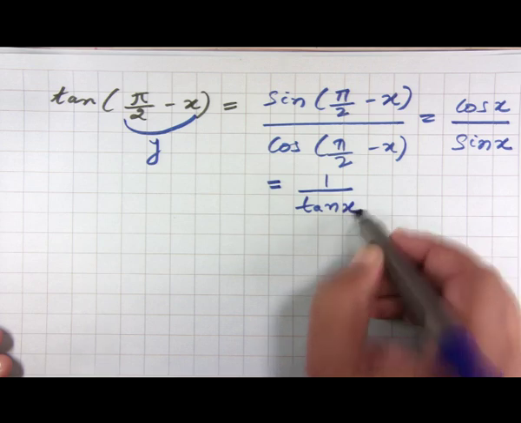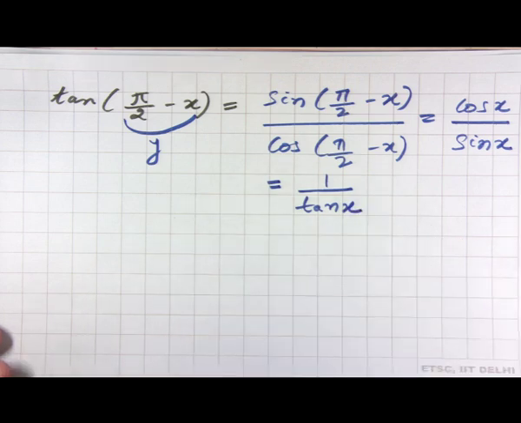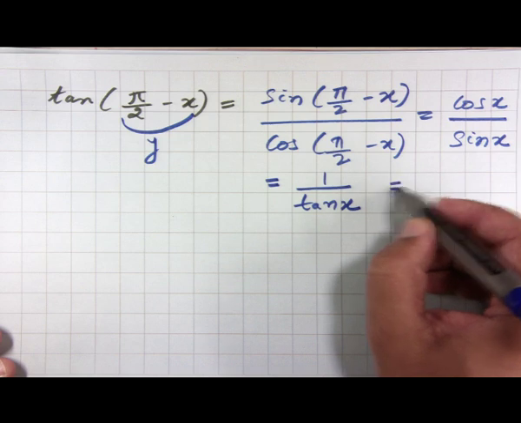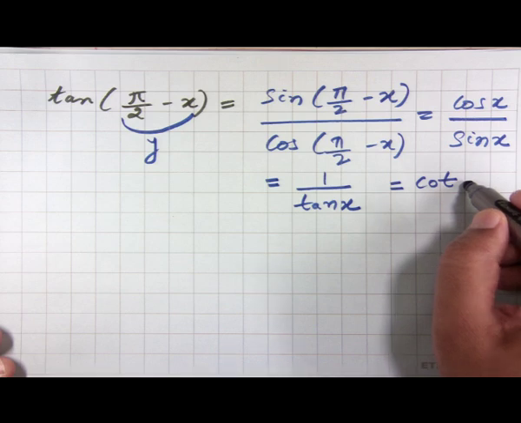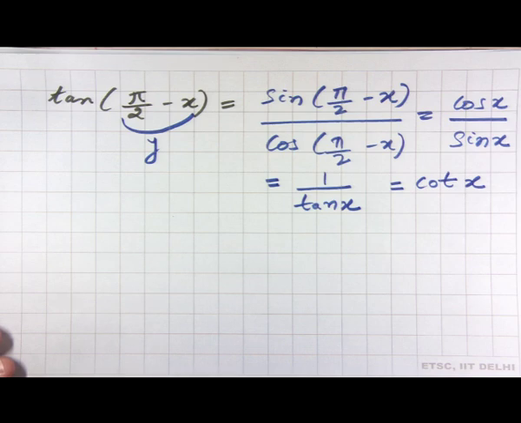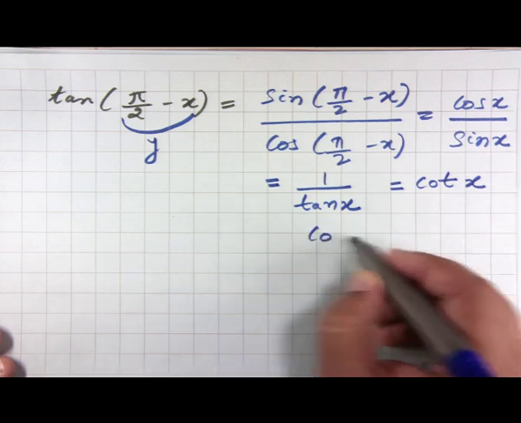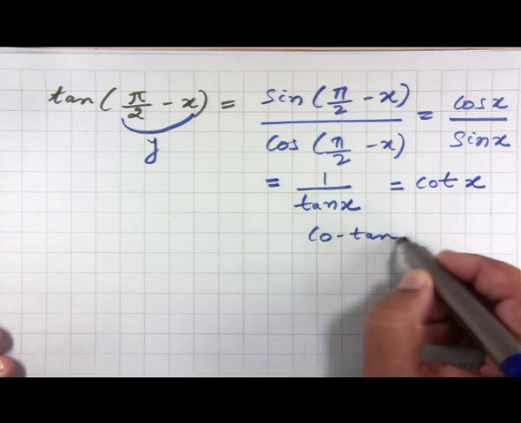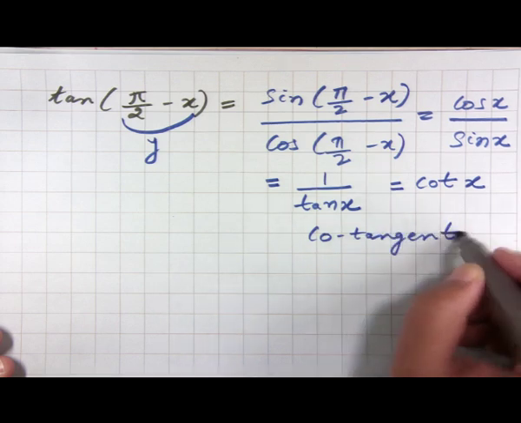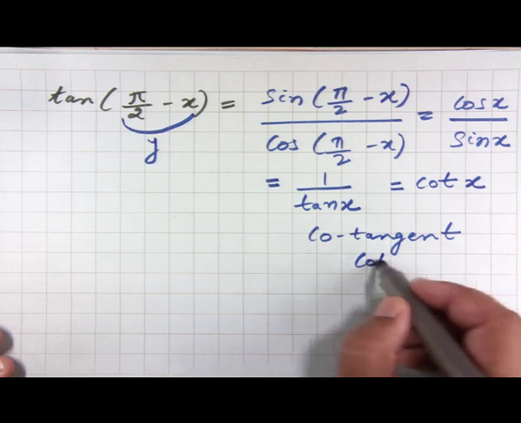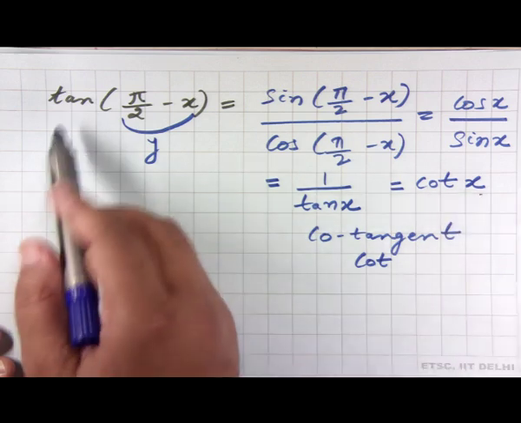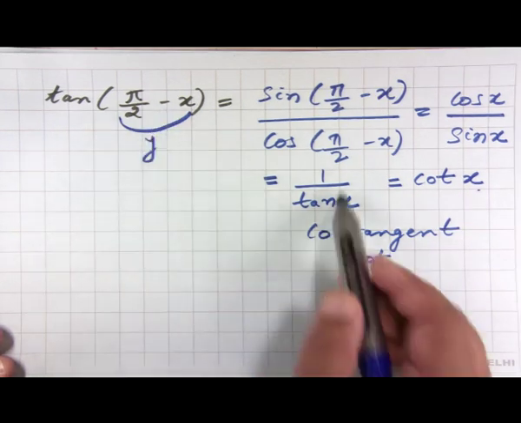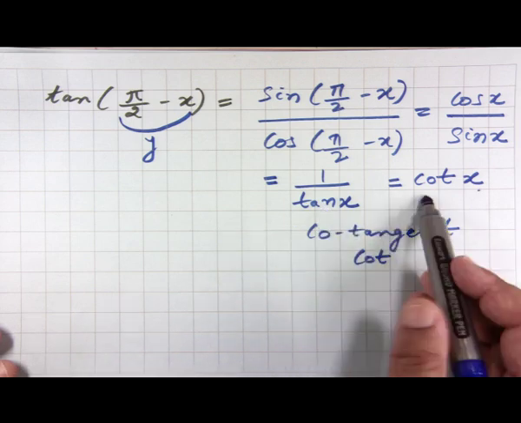So, tan of pi by 2 minus x is actually equal to the inverse of tan of x, which is actually a new function that we are defining here. It is actually called cotangent. So, it is written as cotangent, but we write it as cot in short. So, this is cot of x. So, tan of pi by 2 minus x is just the inverse of tan of x, which is also written as cot of x.